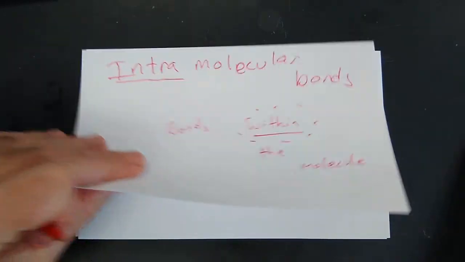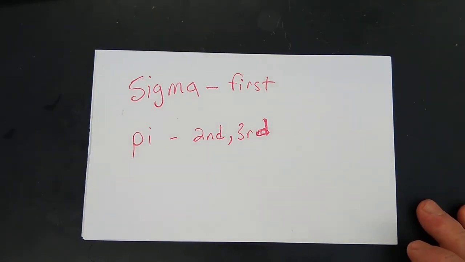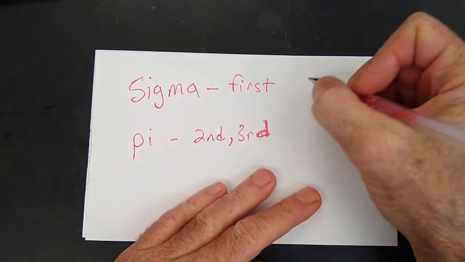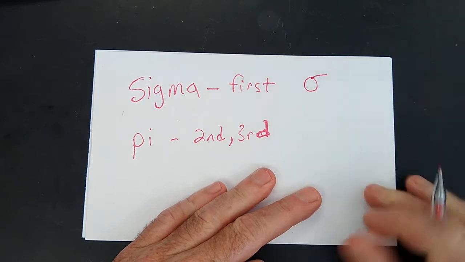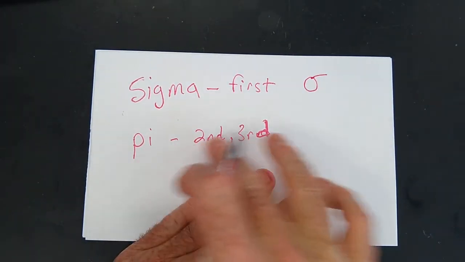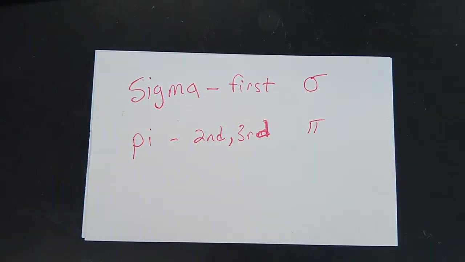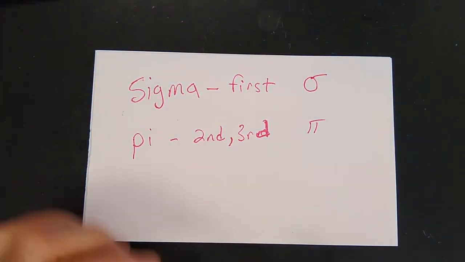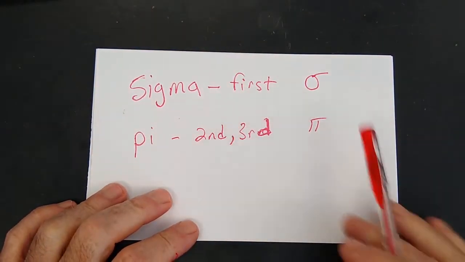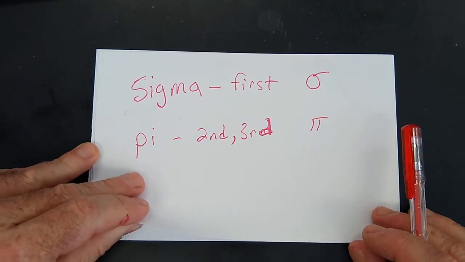So there's two types of these bonds. There's sigma and pi bonds. Sigma bonds are the first or the initial bond that occurs between the two atoms, and the pi bonds are the second and third bonds. We use the pi to represent them, okay? Now, the difference between the sigma and pi bonds is pretty subtle, but we label them differently.